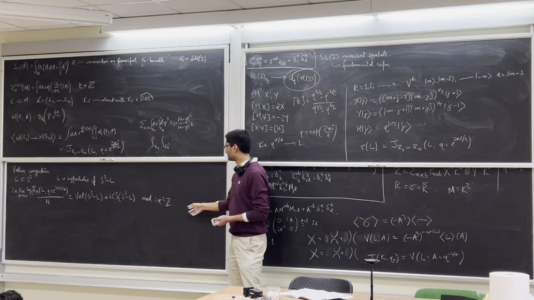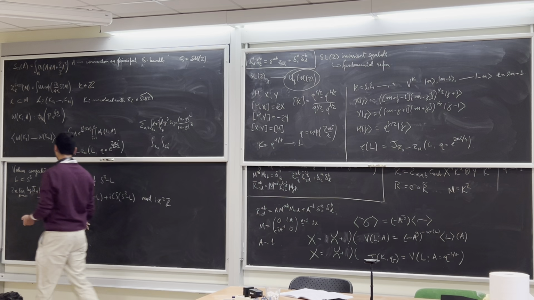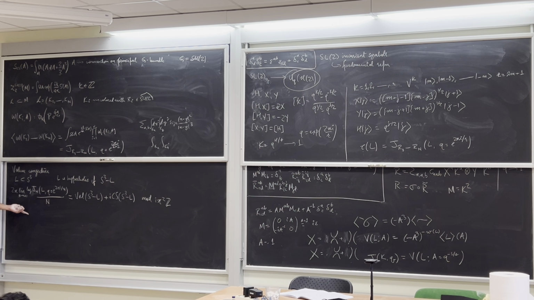So, just to end the talk, I should say that this volume conjecture has been proven for certain specific cases of knots. So figure-eight knots and torus knots, for example, it is known that this is true. But generically, for any link, this remains an open problem.